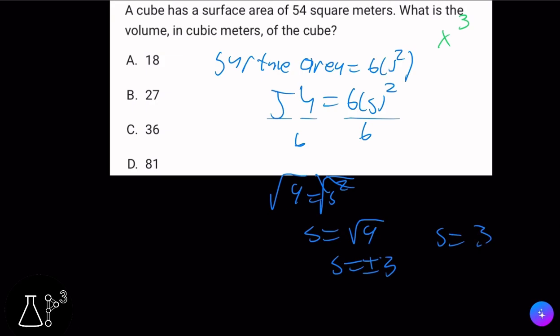So now I have s, and each edge length of the cube is 3. So all I have to do is 3 to the power of 3, or 3 cubed, and that'll give me the volume. So 3 cubed equals 27. Therefore, my answer is B. And remember, surface area is just the area of a square times 6, because there are 6 sides in a cube.